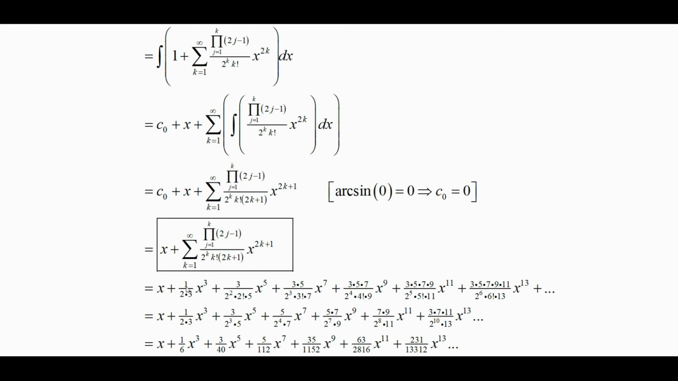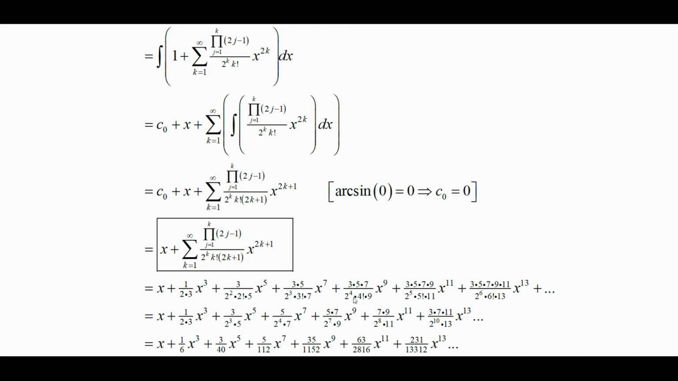It's x, then 1 over 2 times 3 x cubed. Then this, so that's just a 1. Then this is a 3 here for the next one, and a 2 squared, 2 times 2 factorial times 5. Then this is going to be a 3 and a 5 in the top, a 3 factorial in the bottom. It's okay, a 2 cubed, and the 7.